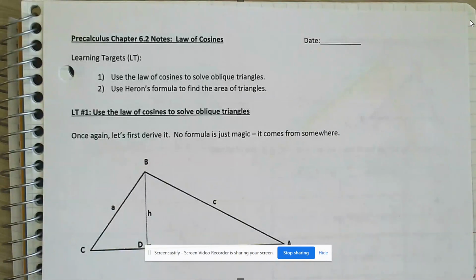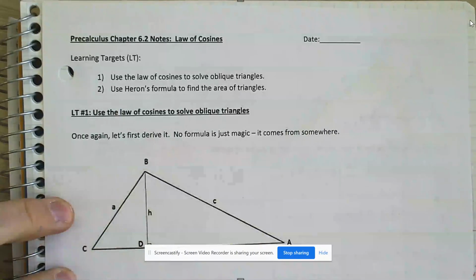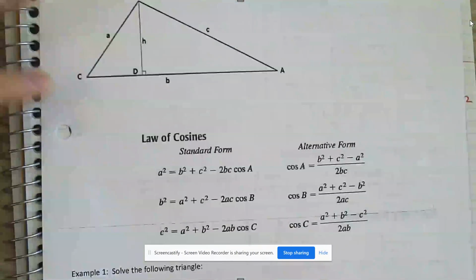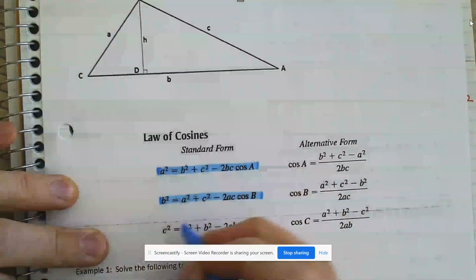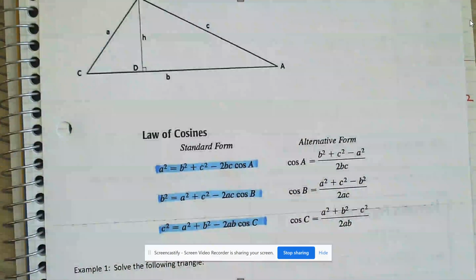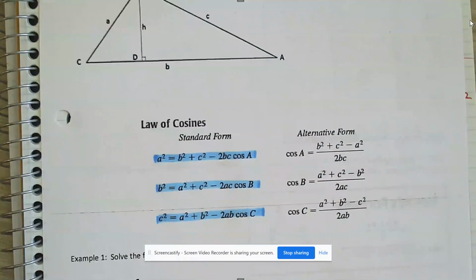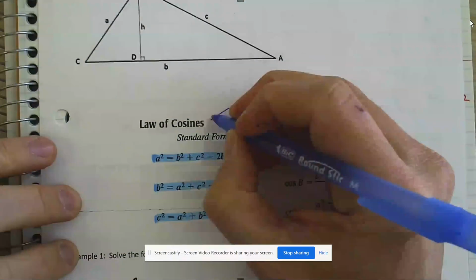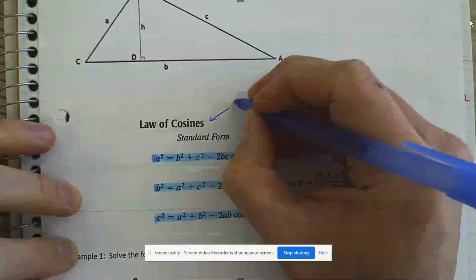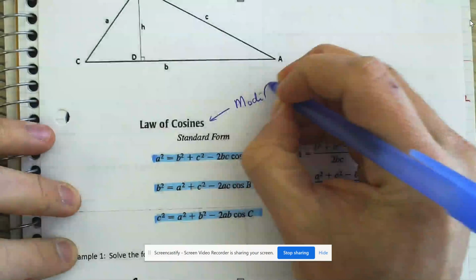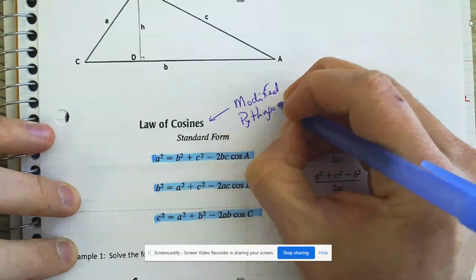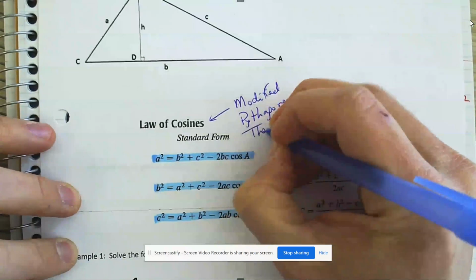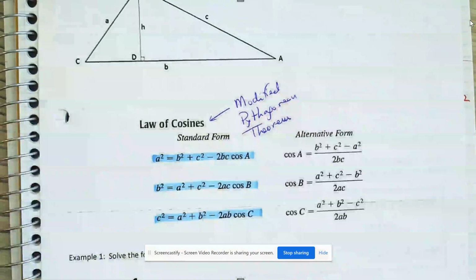Because of time, I am going to skip the derivation and just go straight to the formula. Here it is. The law of cosines is this. It doesn't matter which way you write it. It doesn't matter which letters you pick. It's going to be the same thing. But what I want you to notice is that the law of cosines is really a modified Pythagorean theorem. I'm going to write that down. Modified Pythagorean theorem.